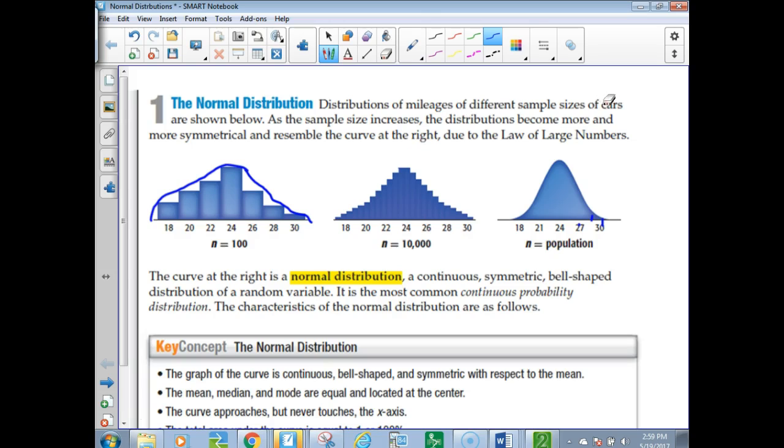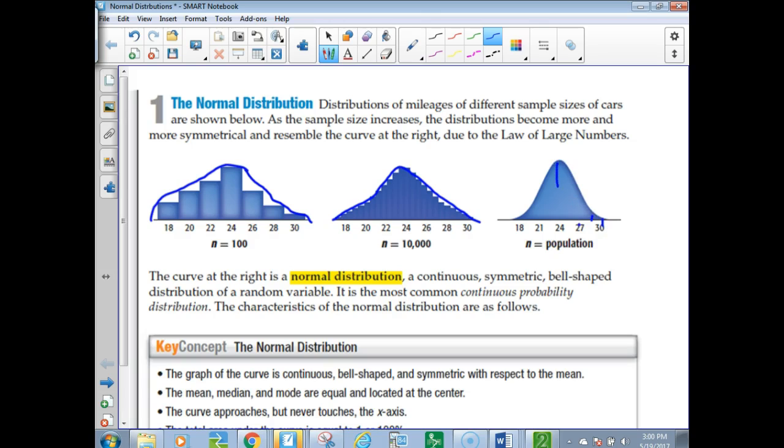The normal distribution: distributions of mileages of different sample sizes of cars are shown below. As the sample size increases, the distributions become more and more symmetrical and resemble the curve at the right. And that's due to the law of large numbers. So you see how this one, if you connected all those, it's getting closer and closer to that shape. You don't have to draw this, guys. I'm just showing you. This is the bell curve.